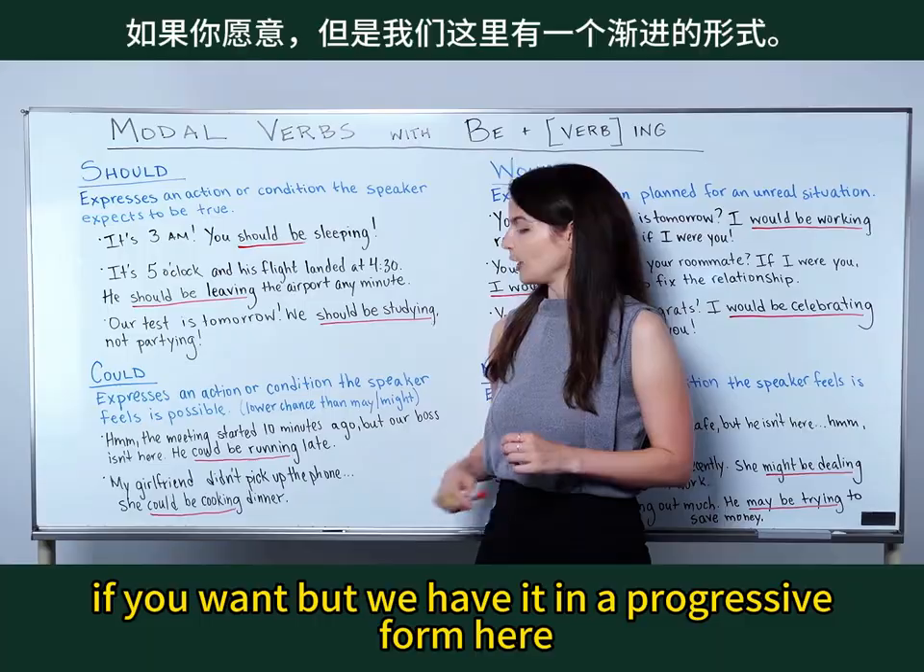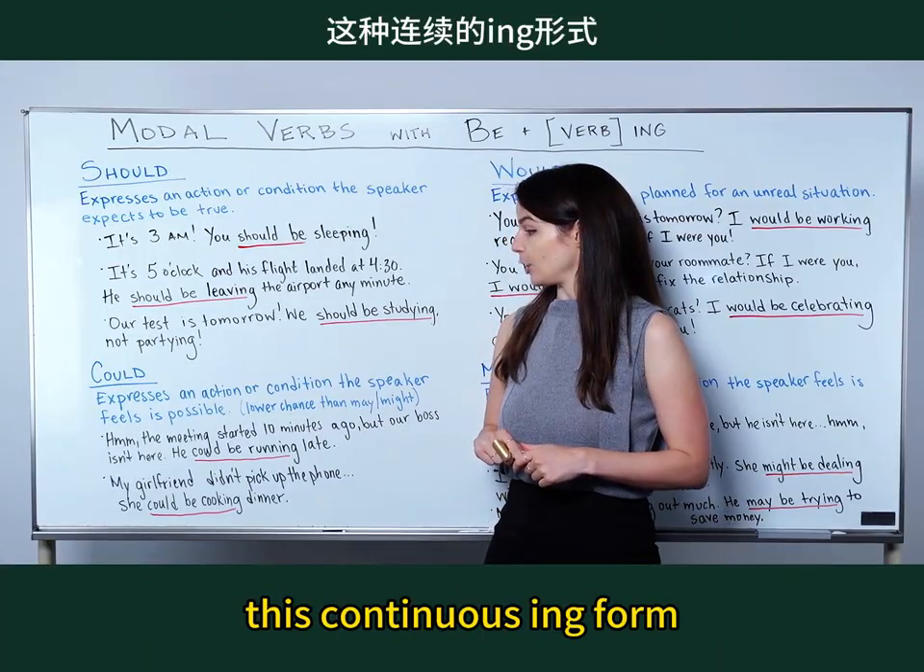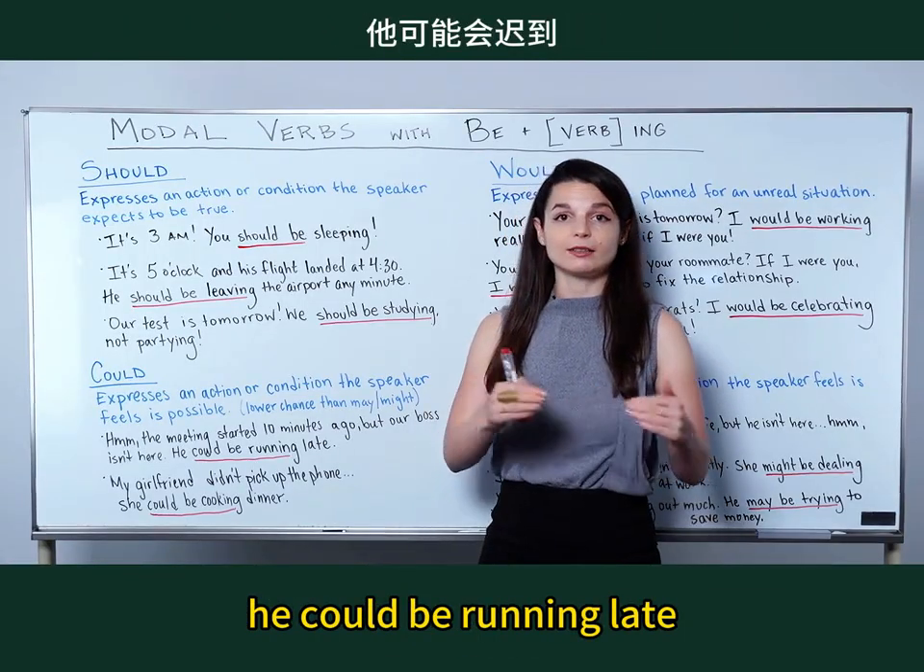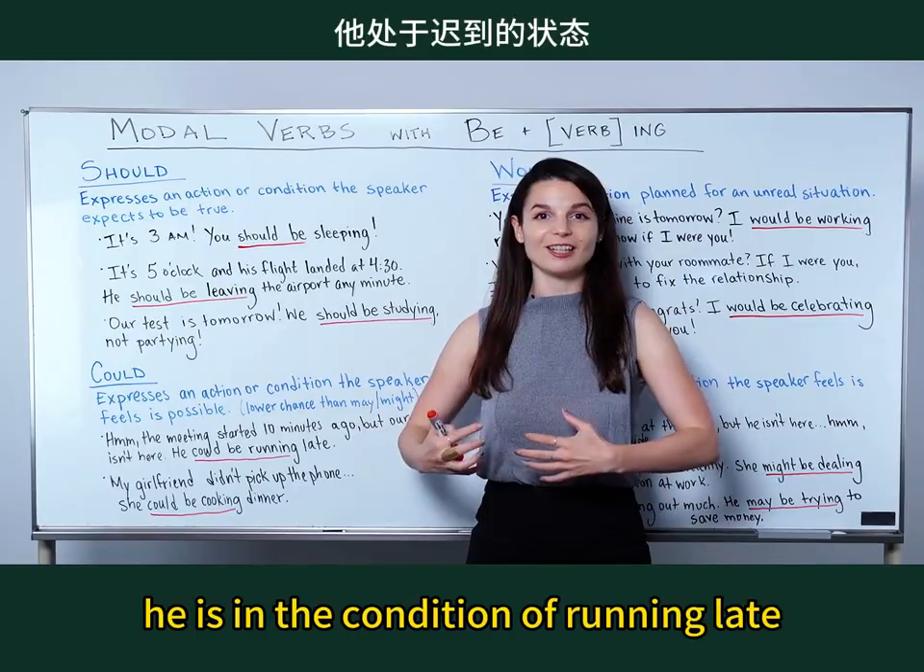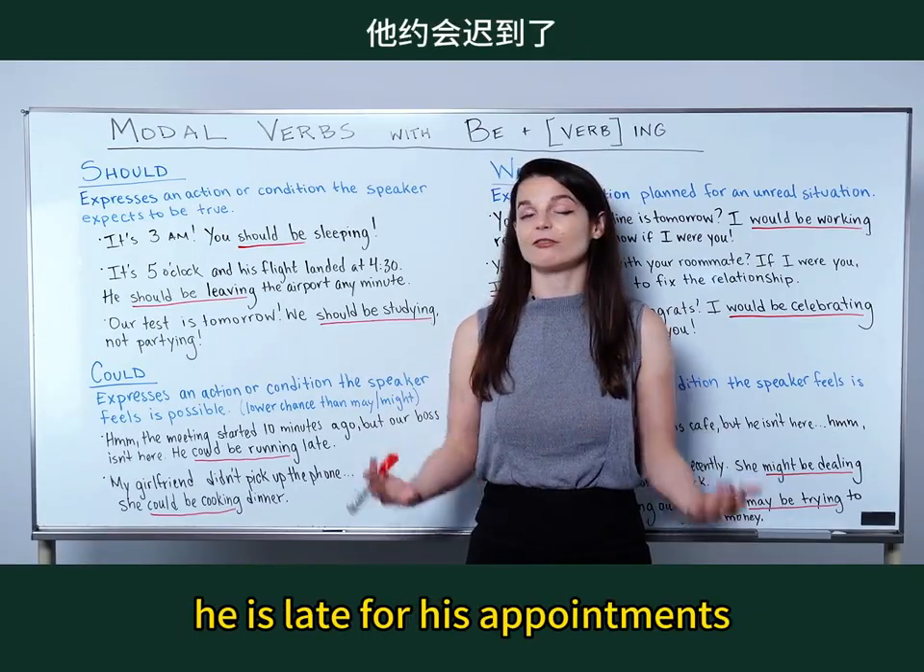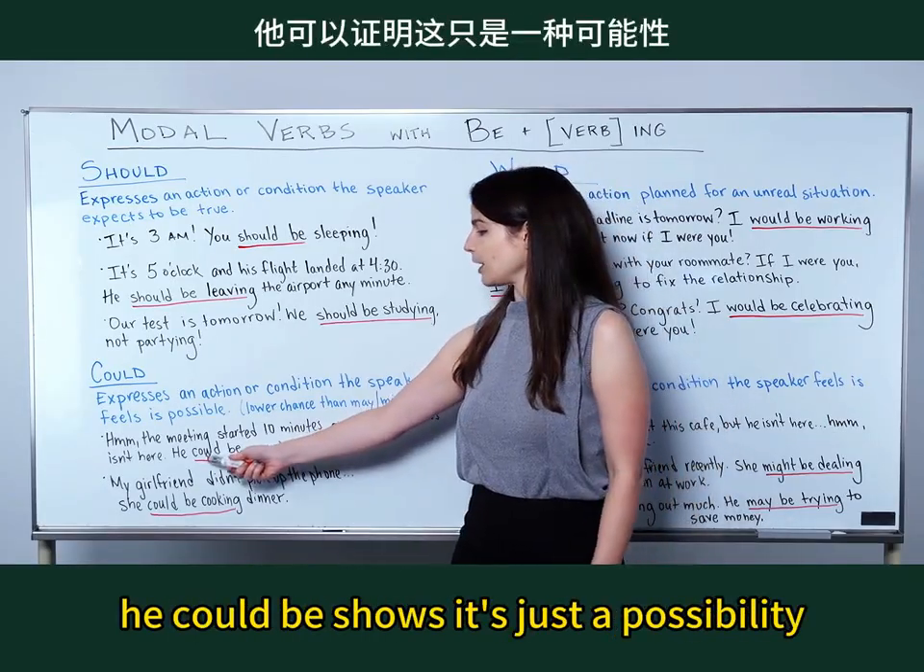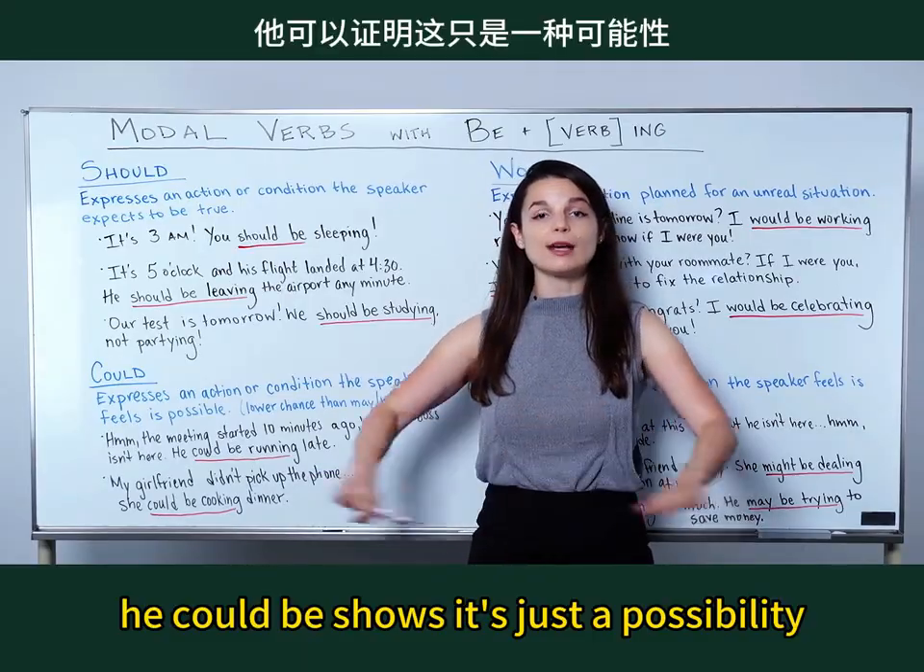But we have it in a progressive form here, this continuous -ing form. He could be running late. So that suggests in this moment, he is in the condition of running late. He is late for his appointments. "He could be" shows it's just a possibility.